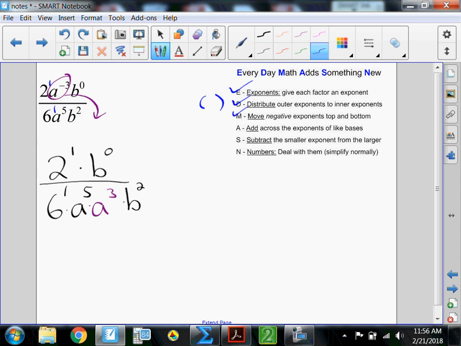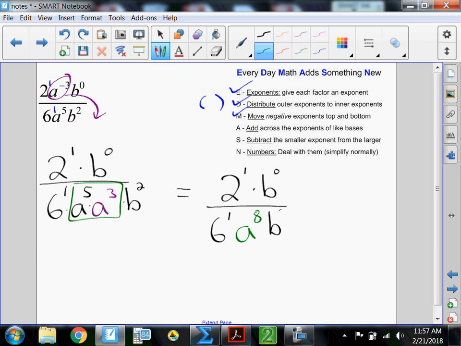That's done. A is add across. So on top of my fraction, I have 2 to the 1st times b to the 0. On the bottom, I have 6 to the 1st. I have these 2 that are multiplied, same bases. Add across the exponents of like bases. So a to the 5th, a to the 3rd is a to the 5 plus 3. I also have a b squared. So that step's done.